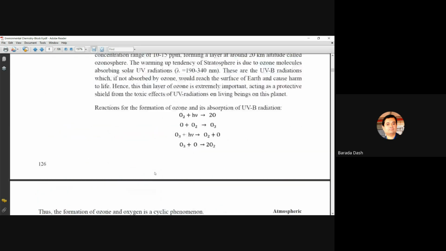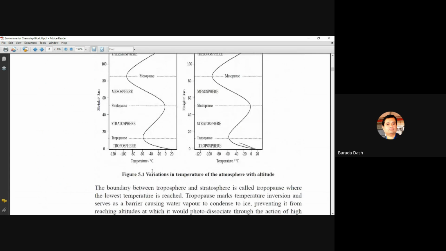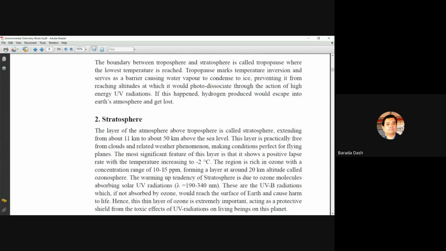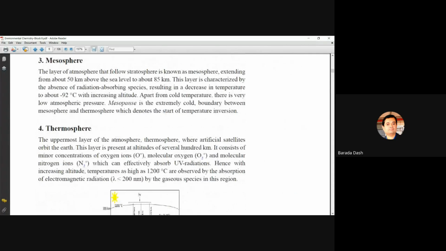Temperature inversion means that as you go up in the troposphere, temperature decreases, and after the tropopause, temperature increases, and in the stratosphere, temperature again decreases. Then after the mesopause, there is again a huge increase in temperature. Like this, in one layer temperature decreases, in another layer it increases, and again decreases, and so on. It continues in different spheres above our surface.